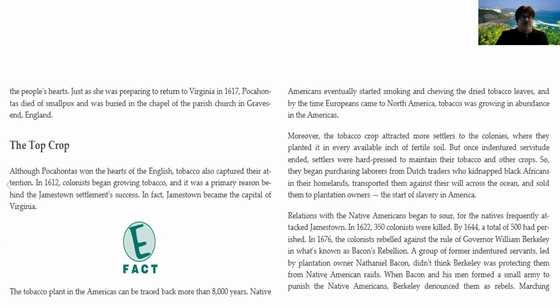So the top crop. Although Pocahontas won the hearts of the English, tobacco also captured their attention. In 1612, colonists began growing tobacco, and it was a primary reason behind the Jamestown settlement's success. In fact, Jamestown became the capital of Virginia again. It later became a state named after the first European baby born in the New World. So if anybody asks you how Virginia got the name of Virginia, the state, you know why. Some American kids do not.